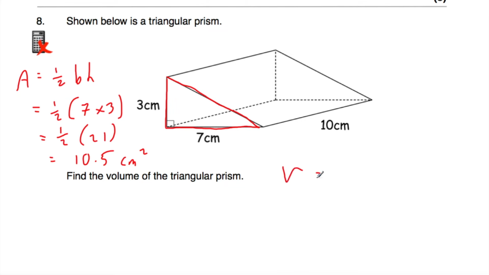Now to find the volume of this prism, we need to get the cross-sectional area, which is 10.5, and we just need to multiply that by the length of the prism, and the length of the prism is 10. So we're going to times that by 10, and 10.5 times 10 would be 105. And then let's remember our units. We're dealing with centimeters here, so that'll be centimeters cubed. So the volume of that triangular prism would be 105 centimeters cubed, and that's it.